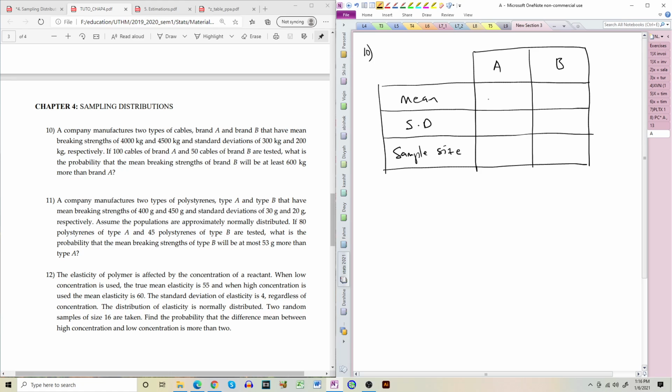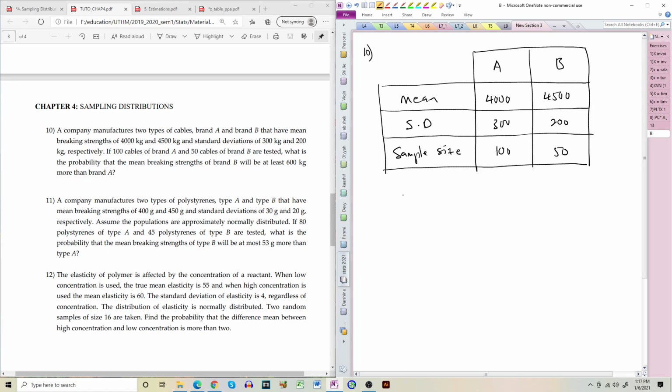The mean for A and B: the mean breaking strength is 4000 and 4500, standard deviation 300 and 200, and sample size 100 here and 50 here. What they want: what is the probability that the mean breaking strength of B will be at least 600 more than brand A?